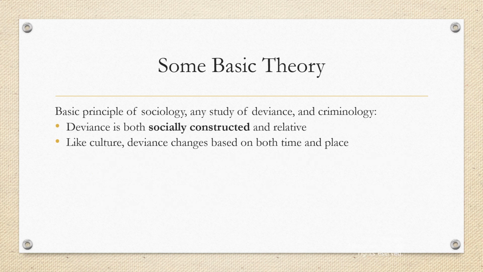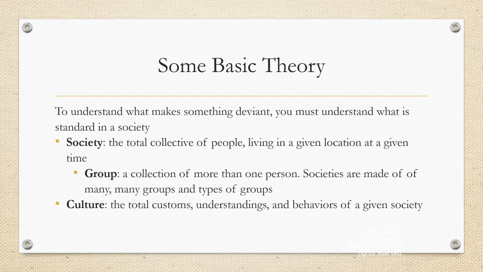Deviance is both socially constructed and relative. And just like culture, deviance changes based on both time and place. What is deviant here in the United States is different than what is deviant in Germany. And what is deviant today is different than what was deviant 70 years ago, right? That time and place both have a way of shaping what the rules of society are. To understand what makes something deviant, you have to understand the standards of that society.